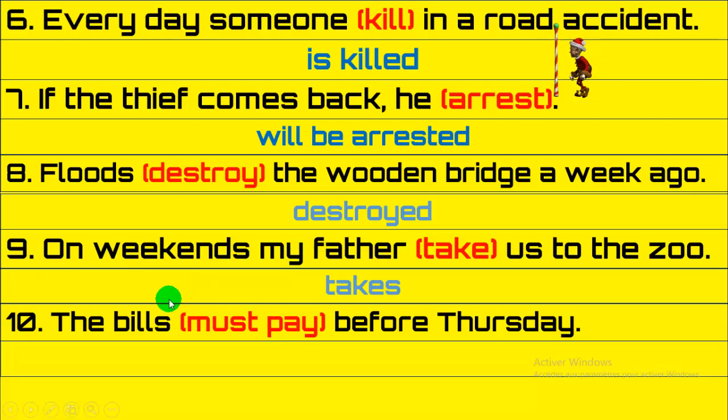Number 10. The bills must pay before Thursday. Les factures doivent payer avant jeudi. Ici, bills, factures, ne peuvent pas payer, mais peuvent être payées. Donc, la voix passive, on va conjuguer le verbe be. Alors, avec must, tout le monde sait que les modals sont suivis de base form, must be paid. The bills must be paid, okay, before Thursday. Les factures doivent être payées avant jeudi.